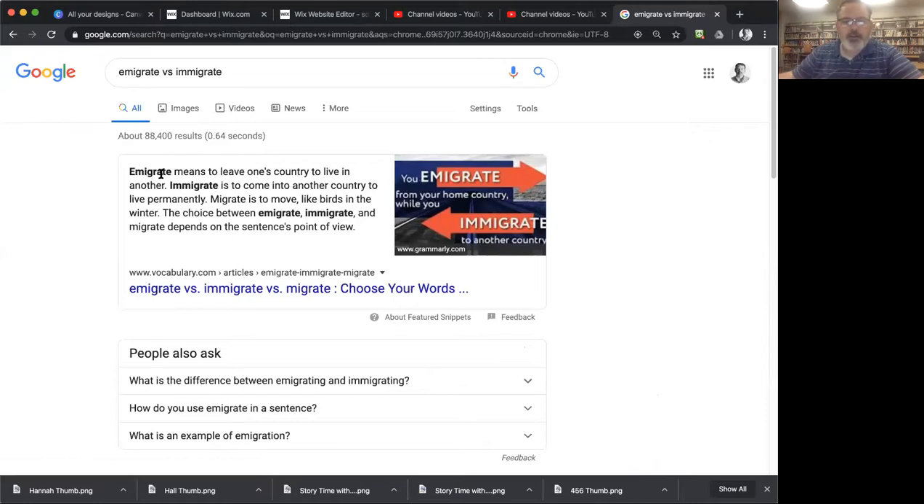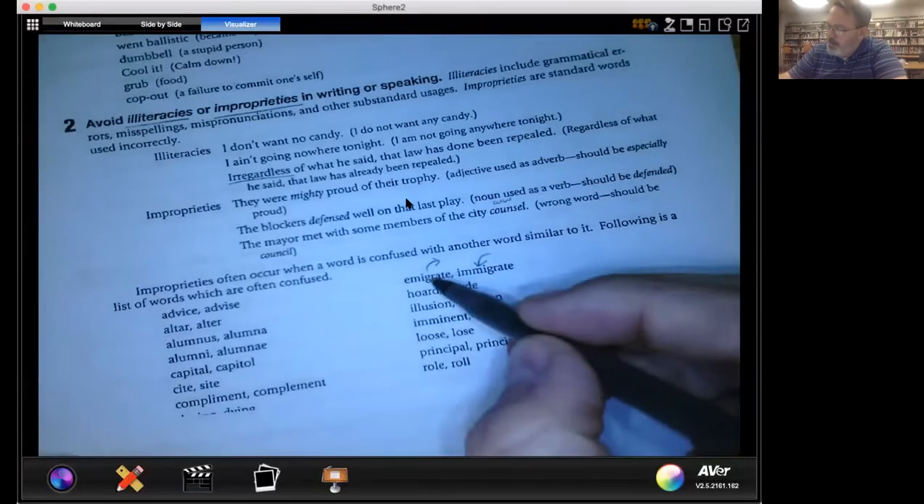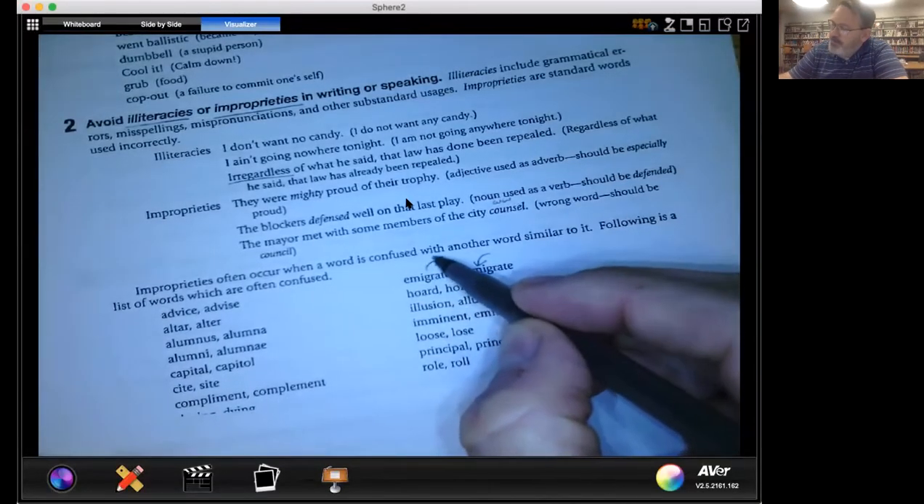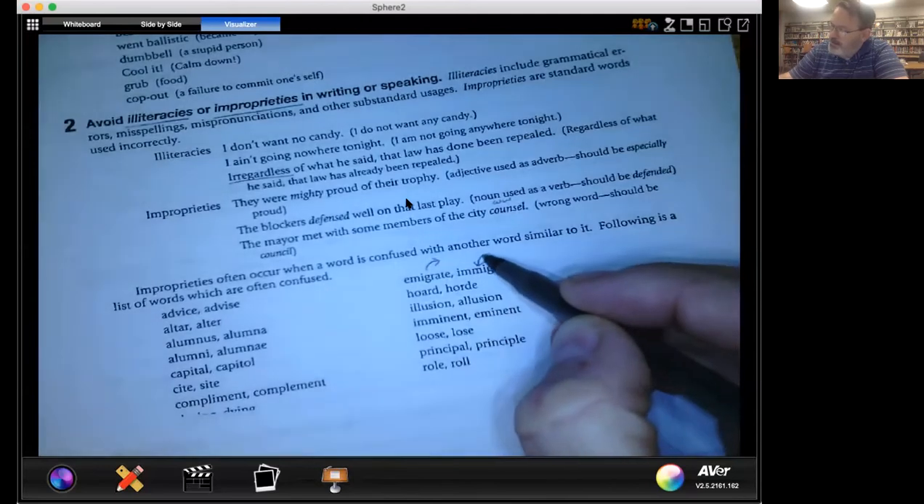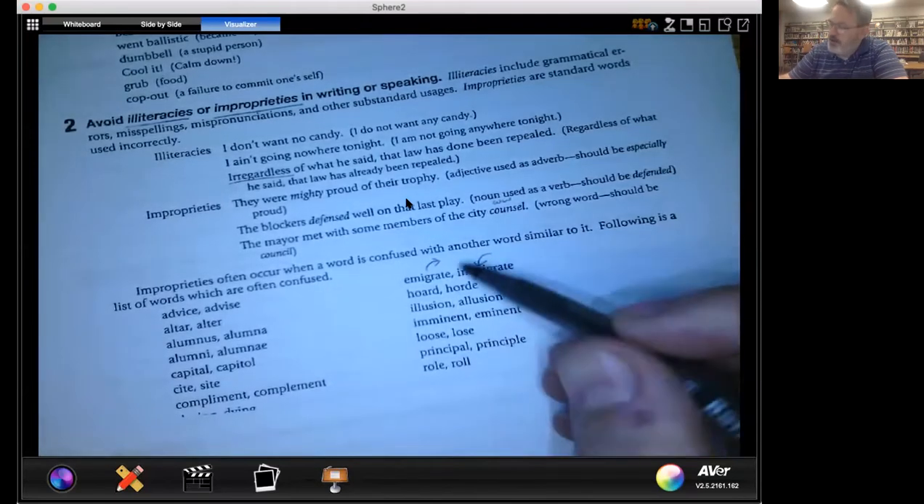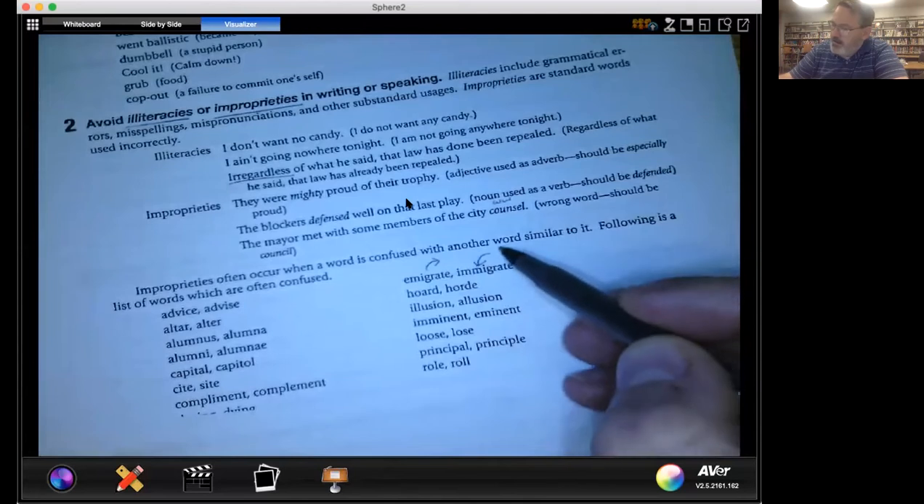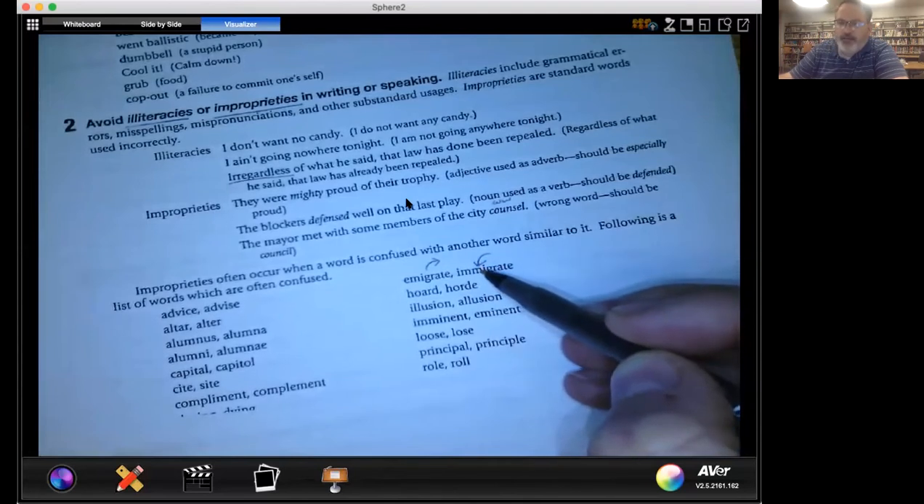Okay, so emigrate, with an E, means to leave one's country. Immigrate is to come into another country with an I. So E leaves, I enters. Now I'm going to show you what I drew because I did this thinking that you could see it. Emigrate with an E, you leave the country, go somewhere else. Immigrate is you come to a country. So you emigrate from America, you immigrate into Canada. Okay.